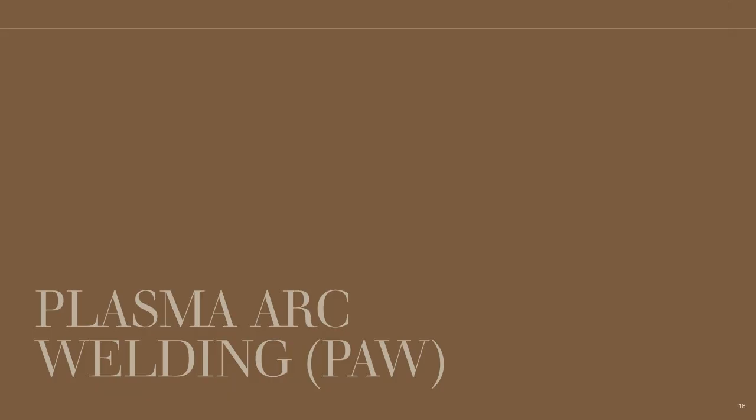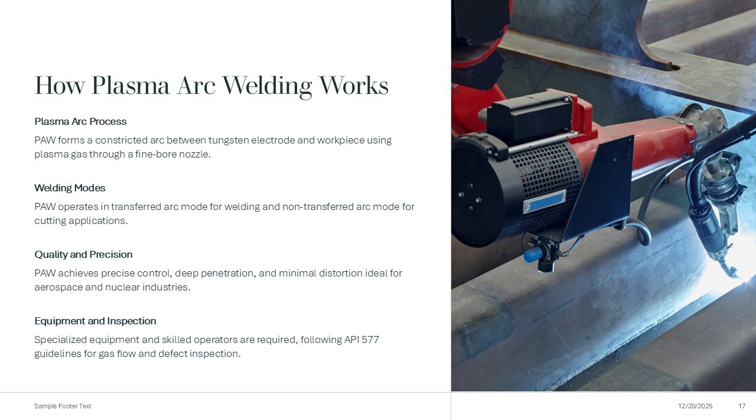How plasma arc welding works. PAW uses a constricted arc formed between a non-consumable tungsten electrode and the workpiece, with plasma gas passing through a fine-bore nozzle to create a high-energy plasma jet. This process offers precise control and deep penetration, making it suitable for welding thin materials and critical joints in aerospace and nuclear industries. PAW can operate in two modes: transferred arc for welding and non-transferred arc for cutting.